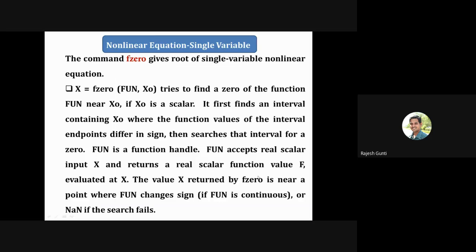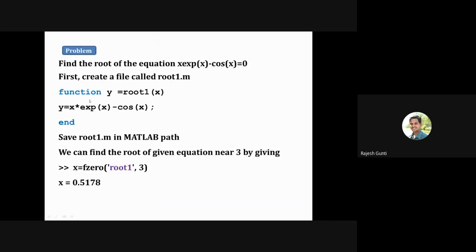We have created one M file, function by root one. Am I correct? We have created one M file and a starting point. These two are the important things to solve a non-linear equation. Here also the same. There is no need to remember this one.